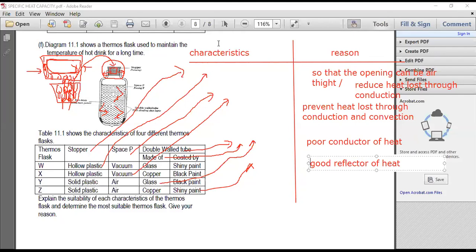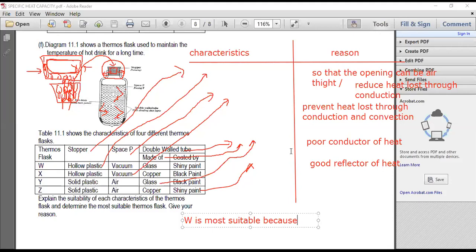So after you write this, then only you have your conclusion. Okay, so which is the best? Okay, correct. So W is most suitable. Okay, because you can repeat back all this. Okay, because why? Because the stopper is hollow plastic, and then the space P is vacuum. Okay, made of glass, the double wall, and then the double wall is shiny paint. Okay, so W, then you have to repeat back the characteristic. Okay, so no need to repeat back the reason, repeat back the characteristic.